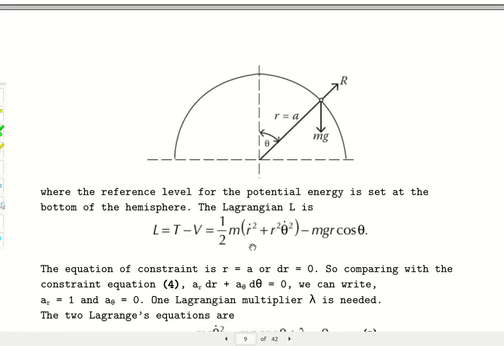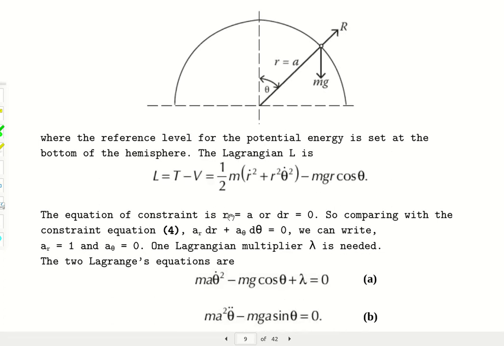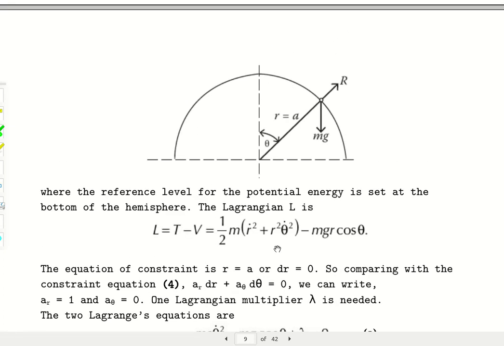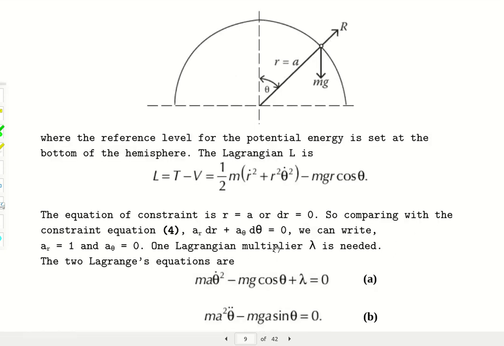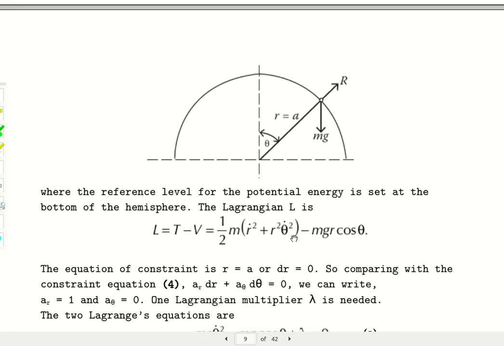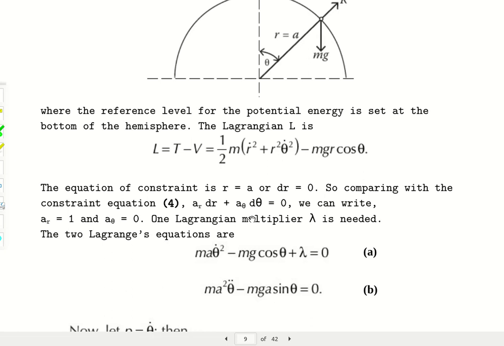Remember one thing, here r dot is 0 because r is equal to a is equal to constant. It is a constant condition here. So r is equal to a is the equation of constraint. So dr is equal to 0. So comparing with the equation of constraint, we can write that ar dr plus a theta d theta, because we are dealing with two coordinates, r and theta. So the equation of constraint will consist of r and theta.